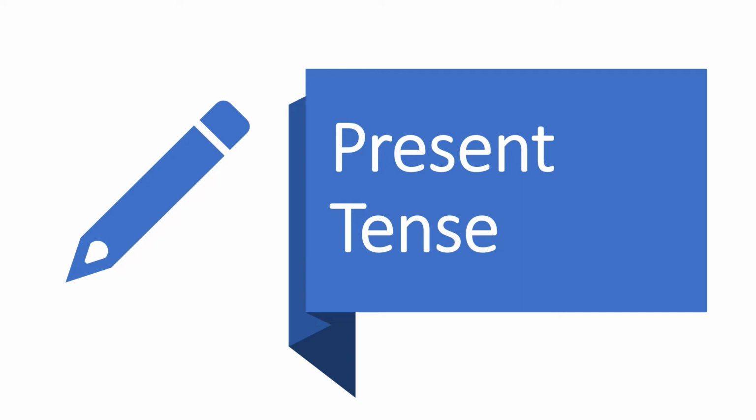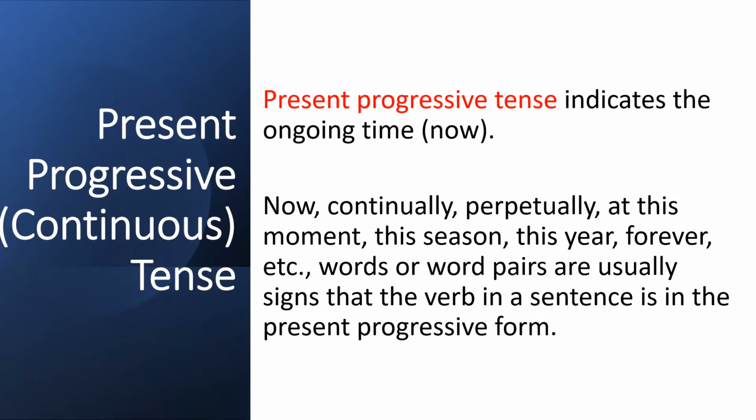Today we will discuss present continuous tense, present perfect tense, and present perfect continuous tense. Present continuous tense is also called present progressive tense. It indicates ongoing time. Words or word pairs like continually, perpetually, at this moment, this season, this year, and forever are usually signs that the verb in a sentence is in present progressive form.